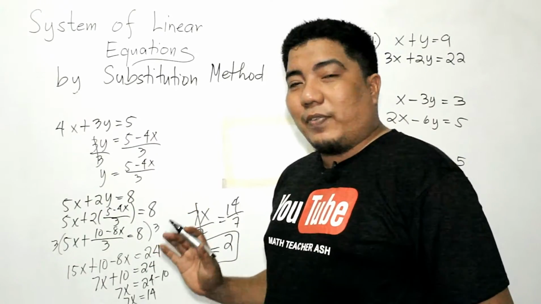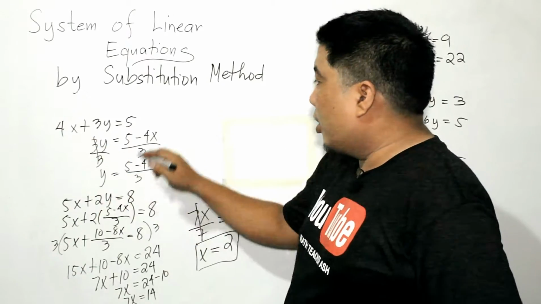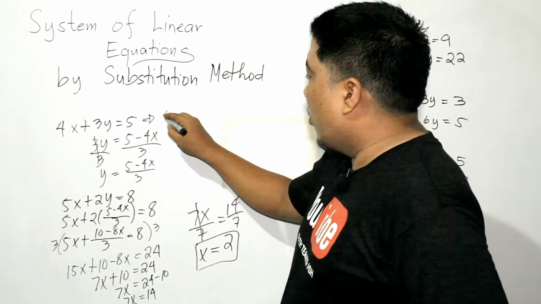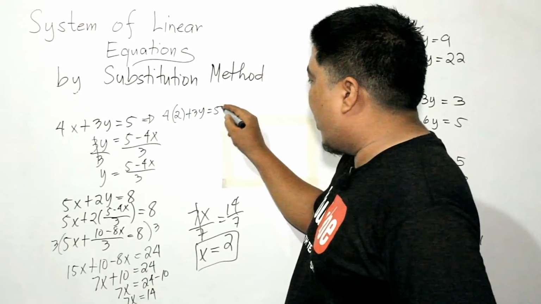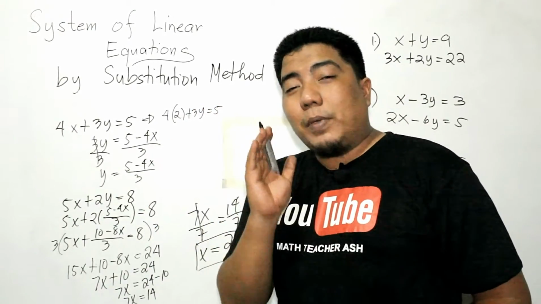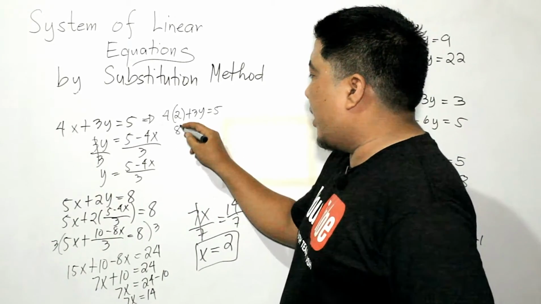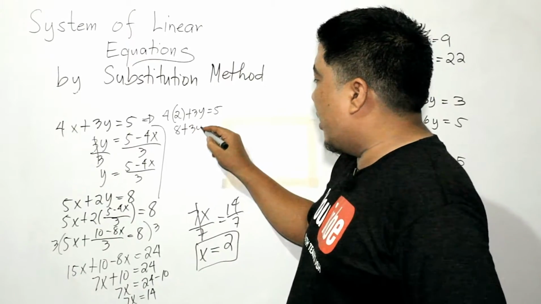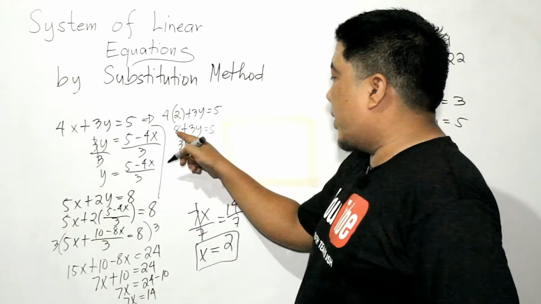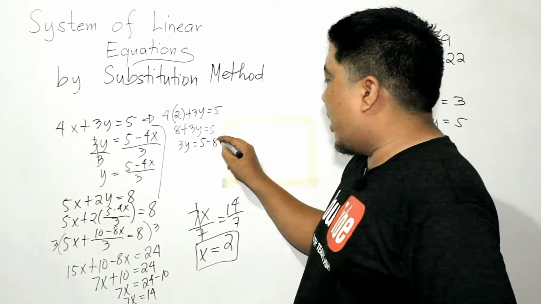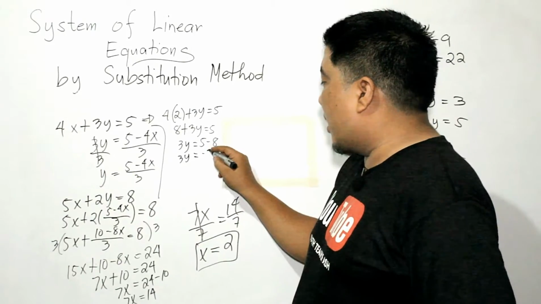So, having this value of x, I will now substitute it to my first equation, which is here. So, this gives me 4 times 2 plus 3y is equal to 5. I am doing this for me to solve the value of y. So, this is 4 times 2, that is 8, plus 3y is equal to 5. Combining like terms, so I will transpose my 8. That gives me 5 minus 8. So, that is 3y. 5 minus 8 is negative 3.